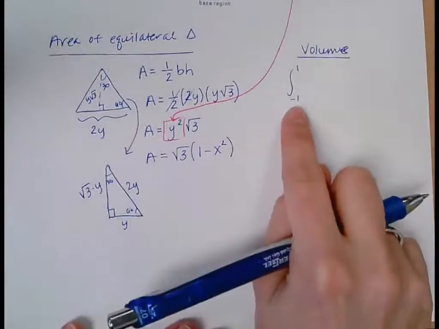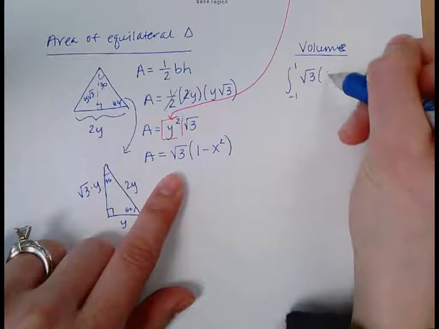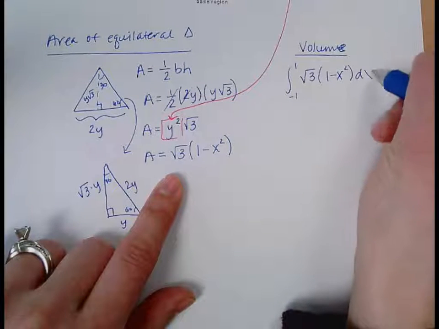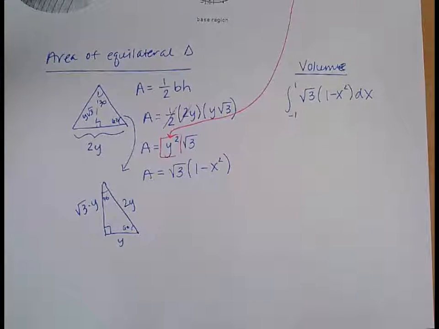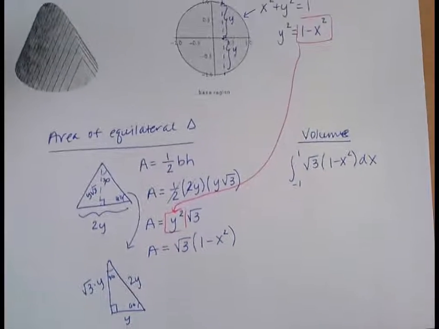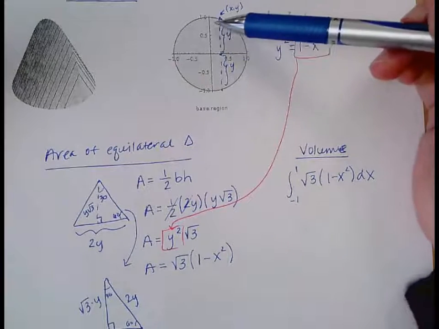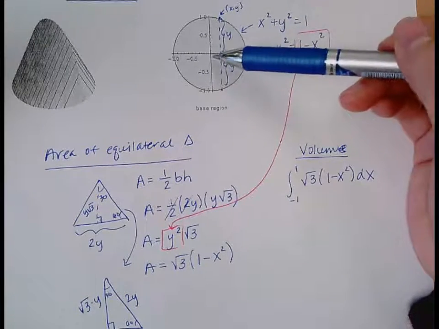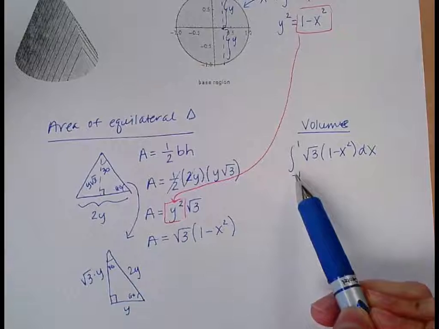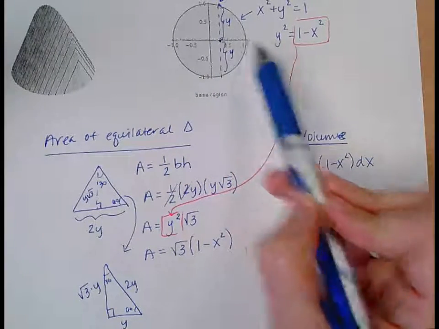So we're integrating from -1 to 1 the area of the equilateral triangle, which is the square root of 3 times the quantity 1 minus x squared dx. Now, some hints to make this a little bit easier, not that you would have to do this. One thing, because of the circle being centered at the origin, I could also, rather than going from -1 to 1, just go from 0 to 1 and then double it.